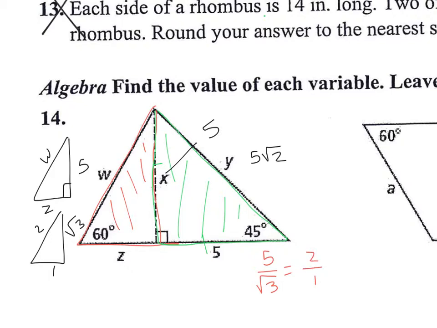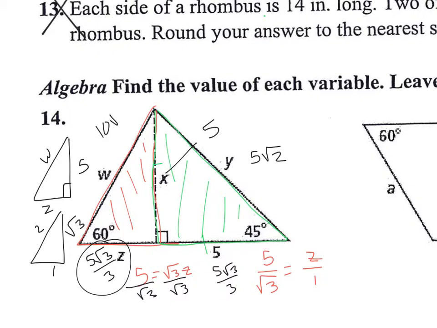So when you cross multiply, what's z? You'll get 5 equals z root 3. So then you divide both sides by root 3. And then you rationalize it, so the answer is going to be 5 root 3 over 3. So if z is 5 root 3 over 3, the hypotenuse is twice that, so it's 10 root 3 over 3. So before you could do the red triangle, you had to do the green triangle.